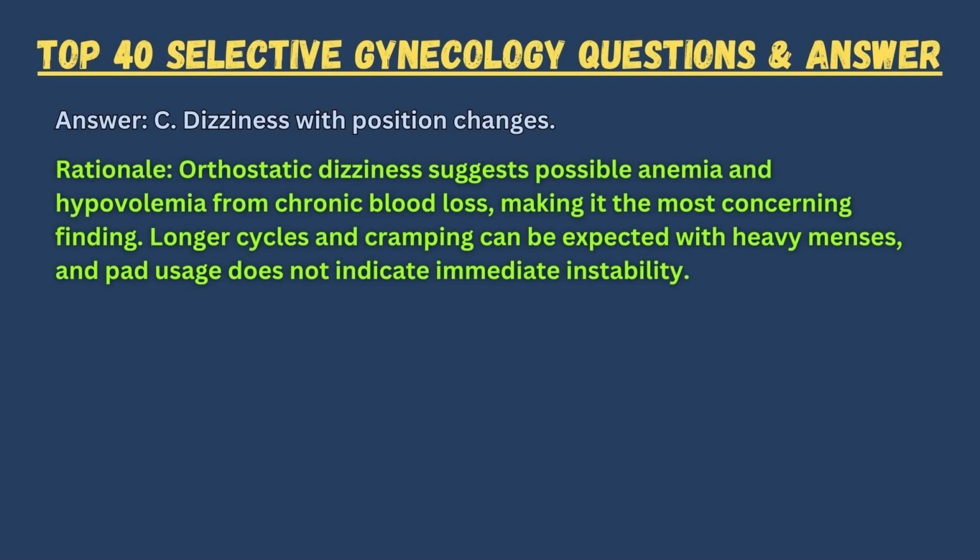Answer. C. Dizziness with position changes. Rationale. Orthostatic dizziness suggests possible anemia and hypovolemia from chronic blood loss, making it the most concerning finding. Longer cycles and cramping can be expected with heavy menses, and pad usage does not indicate immediate instability.